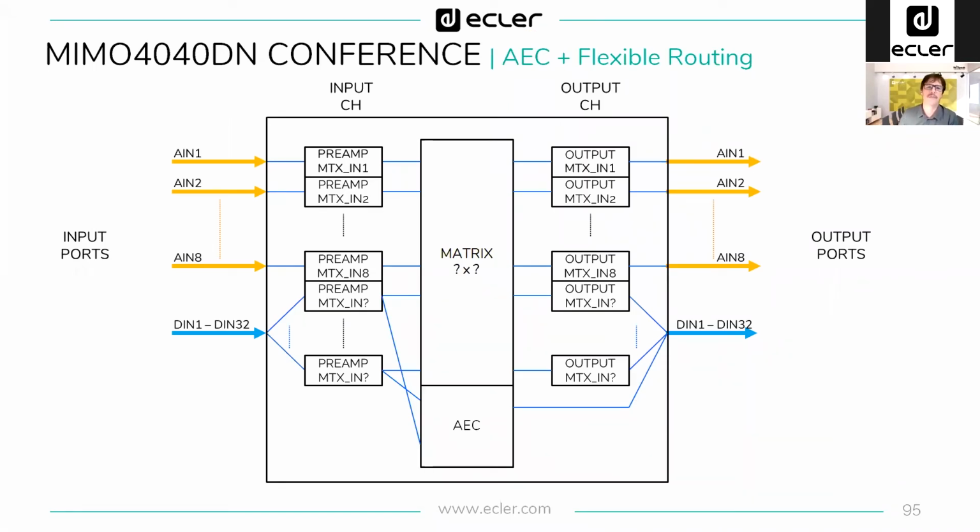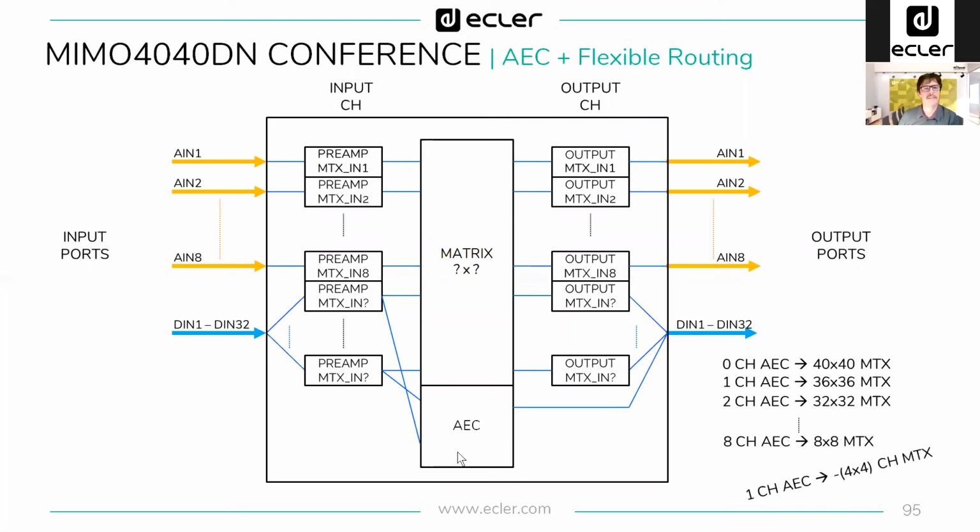Okay, so here we have a MIMO and we have the AEC algorithm, that works in parallel with the matrix. So the matrix can be configured for other things, and you can have acoustic echo cancellation in parallel. Okay, so how big is my matrix? It depends on the number of channels in the algorithm. If we have no channels and we just use auto mixer and feedback killer, you will have a matrix of 40 by 40. If you have one channel used as acoustic echo cancellation, you will get 36 channels of the mixer. 2 channels, 32. So each time you add one channel to the AEC, your matrix is reduced by 4.